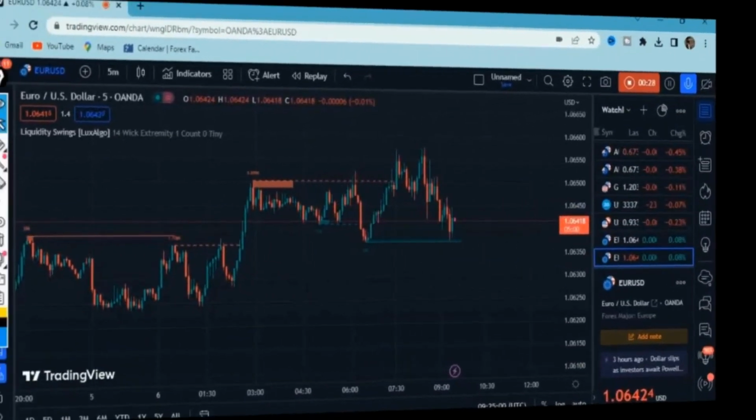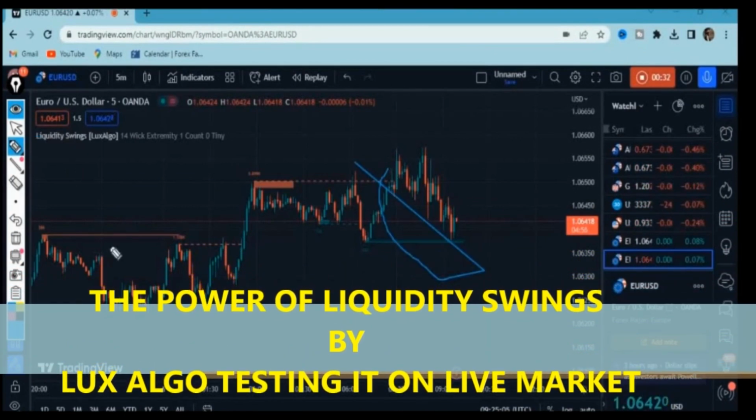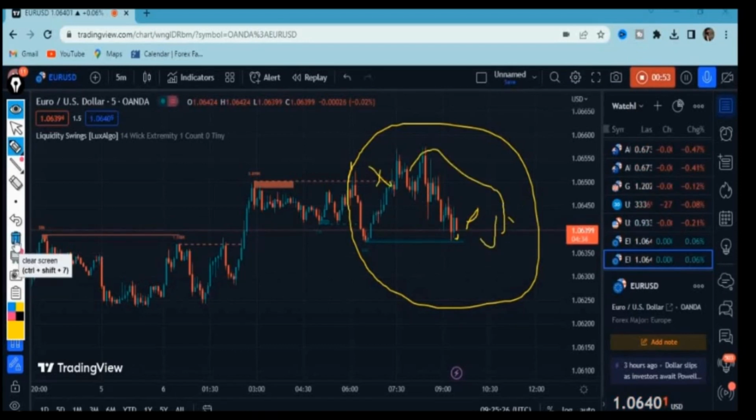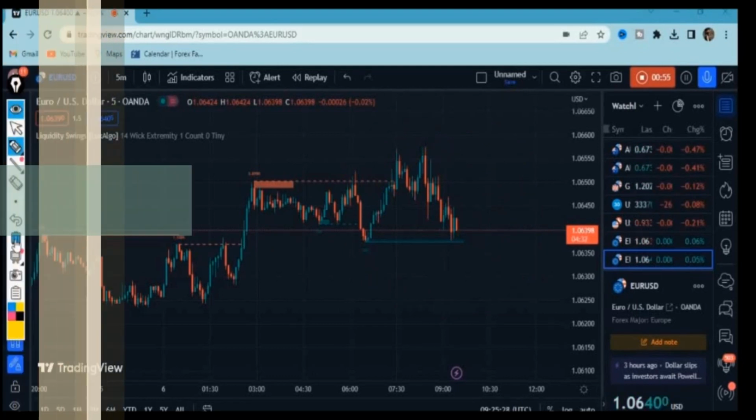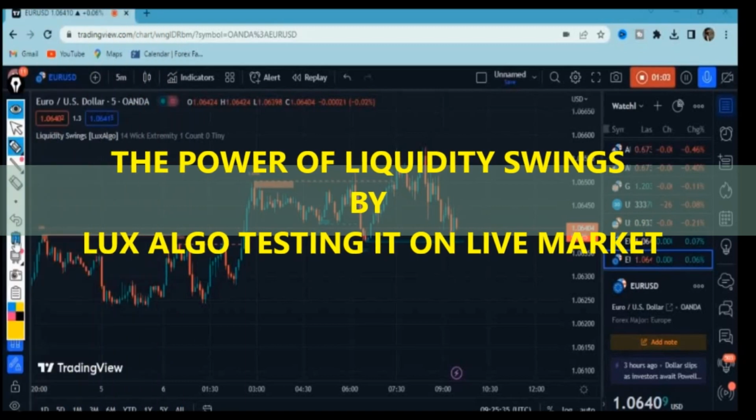I really want to show you the power of these liquidity swings by LUX Algo. Looking at the live market right here, you can see where there is liquidity, the market is actually pushing to the upside. I happened to insert this indicator on my chart and I was watching the live market when it was at this level and when it is at this level. In this video, I've decided to show you the power of liquidity swings by LUX Algo.